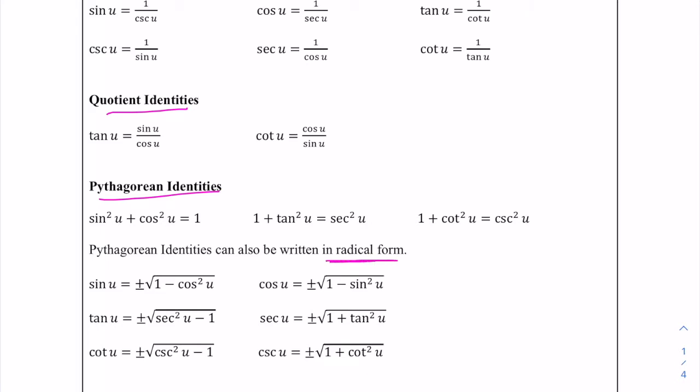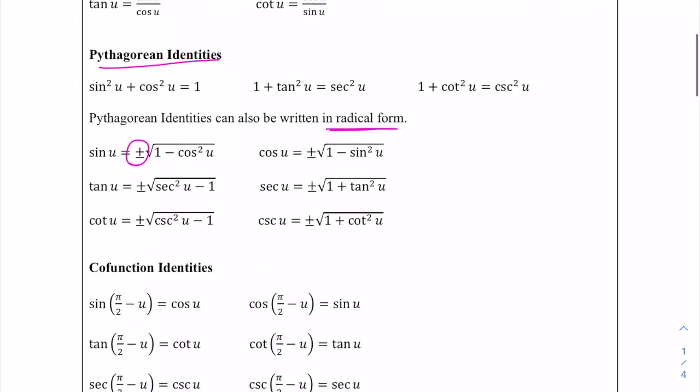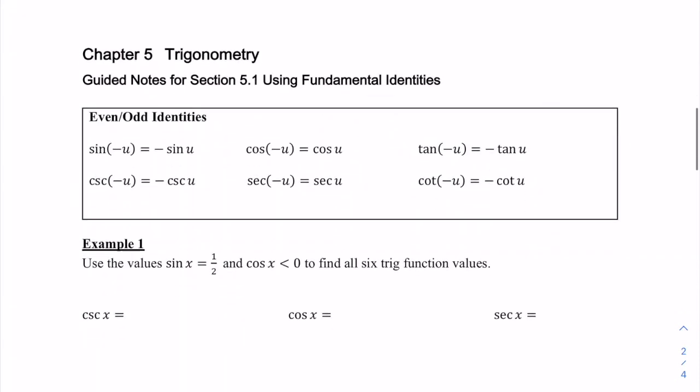So if we want to isolate any of those variables, we can. Just remember when we take the square root, we have the plus or minus. We have the cofunction identities. Remember, that's because it comes from the right triangle, and those two angles would be complementary. And the even and odd identities. So remember, most functions are odd except for cosine and secant, which are even.